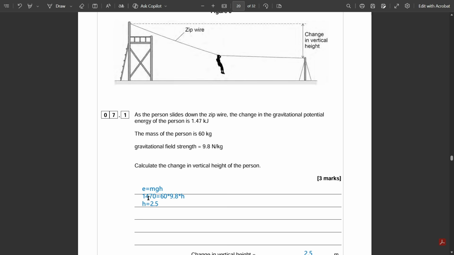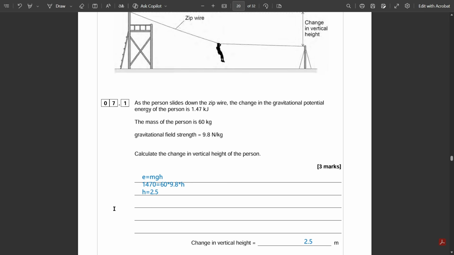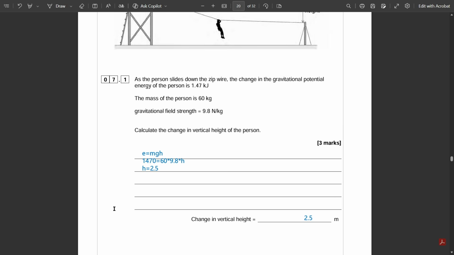So you get 1,470 equals 60 times 9.8 times height, divide by 60 times 9.8, and you get a height of 2.5 meters.